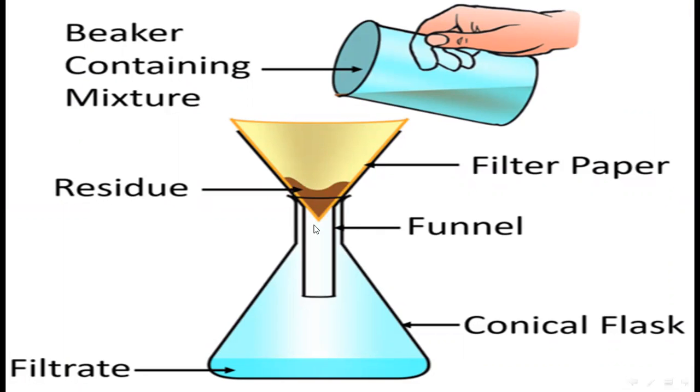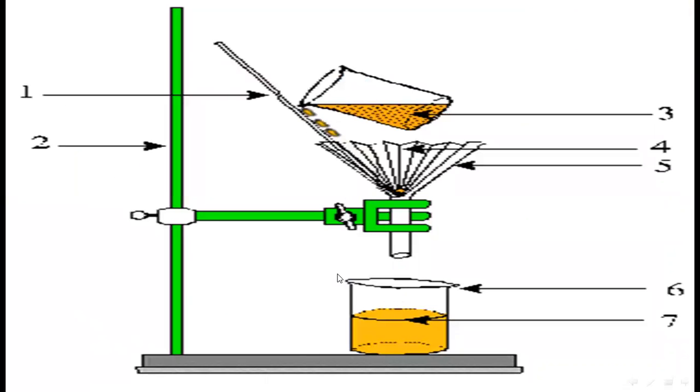The solid particles that remain on the filter paper are called residue, and the liquid that passes through the filter paper is called filtrate. Again here you see the beaker containing the mixture. After we put this mixture on the filter paper, the liquid particles easily pass through and the solid particles remain on it. I hope you understand.